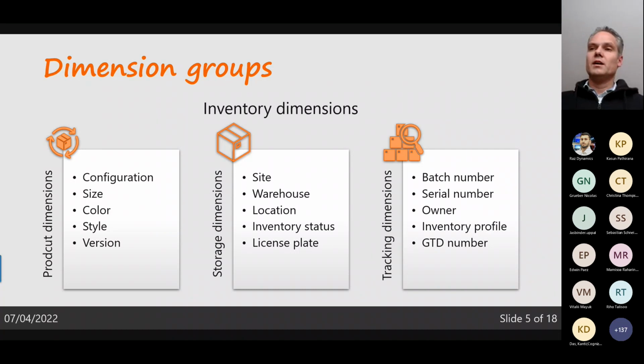For the tracking dimensions, we can enable batch numbers or serial numbers, and some specific ones are an owner, inventory profile, and the GTD number. The last three belonged to a certain localization in the application, but the owner dimension is now also made globally available by Microsoft, as it is also used for managing consignment stock on the vendors.